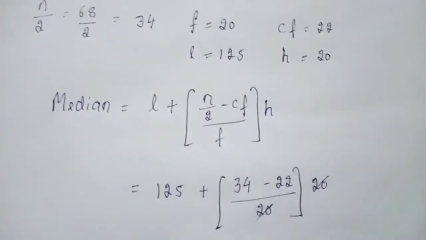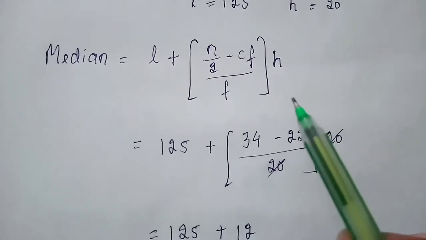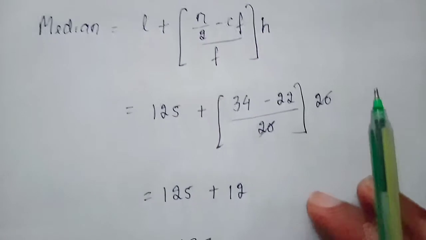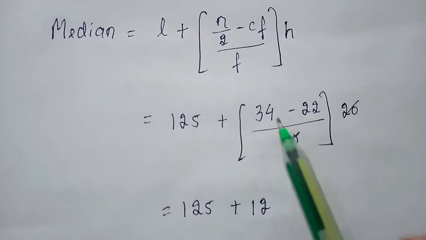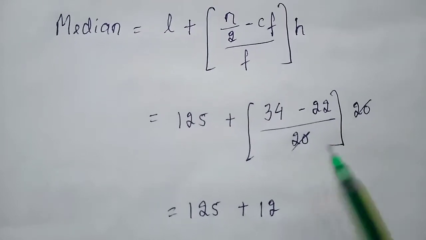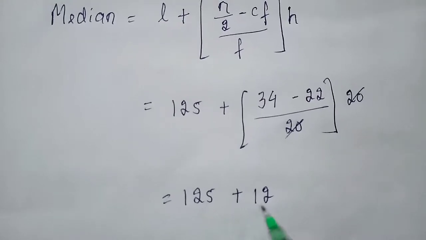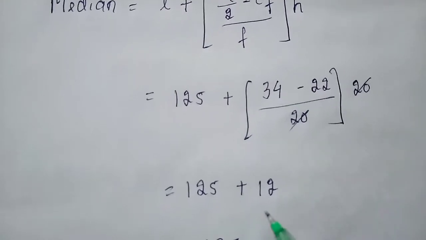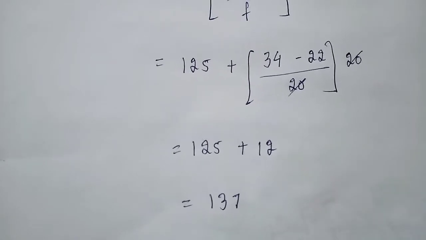Now use the formula. Median equals L plus n by 2 minus CF by F into H. Substitute. L is 125 plus n by 2 is 34, minus 22, divided by 20, into 20. 20 gets cancelled. So 125 plus 34 minus 22 is 12. Therefore, the median is 137.